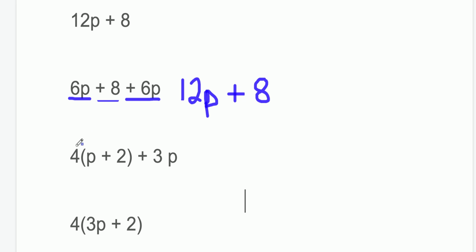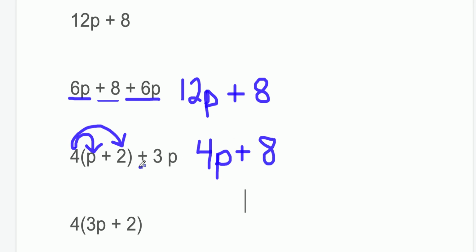All right, so now I'm going to have this third one here. 4 times the sum of p plus 2. I'm going to distribute this out. 4 times p is 4p. Then I have the addition sign inside my parentheses. And then 4 times 2 is going to be 8. So 4p plus 8. But then I have to finish out the expression. And I have plus 3p.